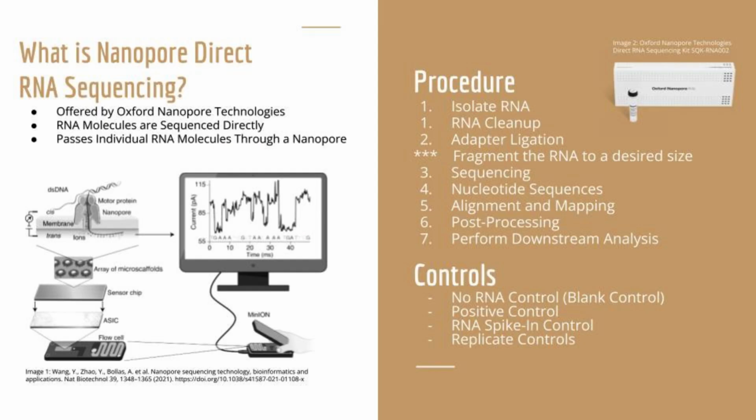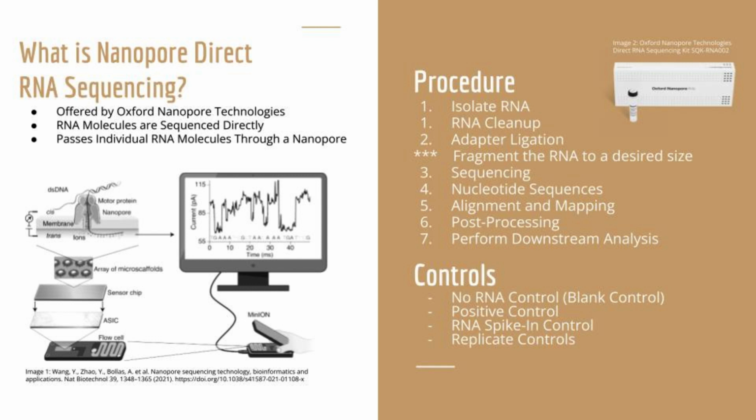Direct RNA sequencing with Nanopore technology is a method for analyzing RNA molecules offered by Oxford Nanopore Technologies. In this method, RNA molecules are sequenced directly without the need for reverse transcription to convert RNA into complementary DNA. Nanopore sequencing involves passing individual RNA molecules through a tiny hole on a membrane called a nanopore. As the RNA molecule passes through the nanopore, changes in ionic current are measured, and these changes are influenced by RNA bases as they move through the pore.